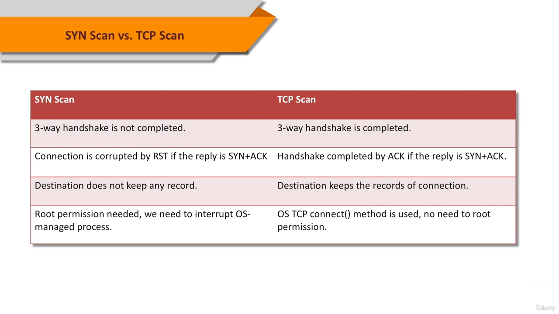Target machines are more likely to log the connection when the connection is established in TCP scan. There is no log for SYN scans because the three-way handshake is not established. Because the native operating system call is interrupted, SYN scan has to be run by a privileged user. TCP scan uses the system call, so it does not need extra privileges.